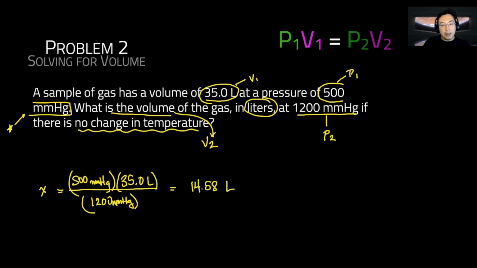14.58 liters. How do we get liters? Be sure to cancel out the units that are repeated in the denominator and the numerator. So at the end, our final answer would be this for the volume 2.